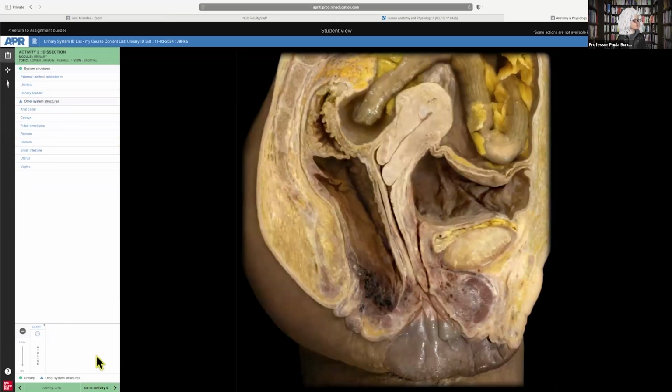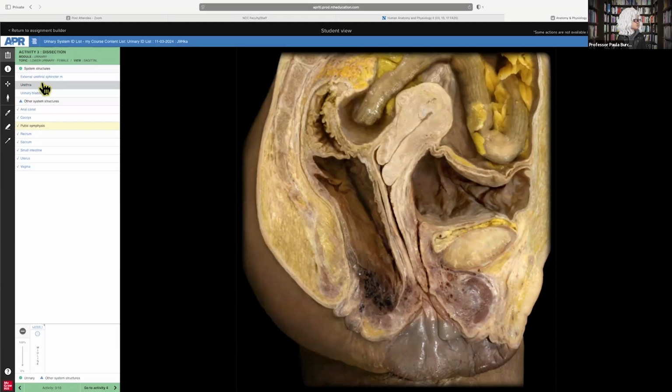This is a sagittal view of a female. Just to get your orientation, that's the vagina. The uterus, this is your small intestine, your rectum, and your anal canal. That is your sacrum with the coccyx, and anteriorly, you'll notice the pubic symphysis. Looking at the urinary system, these are the structures that you'll have to identify.